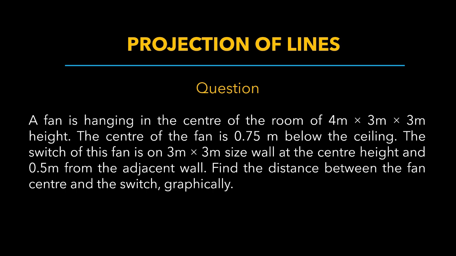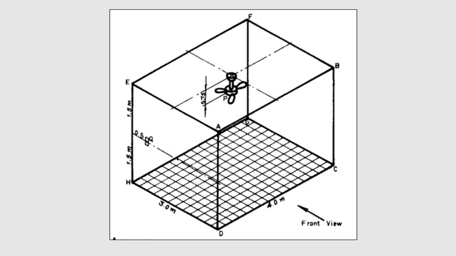The fan hangs from the ceiling. The shape of the ceiling is like a rectangle, the length is 4 meter and the width is 3 meter. In the question, the problem figure will be given like this. So here you can see the fan is hanging at the center, and the center of the fan is at a distance 0.75 meter from the ceiling, and the switch lies on a wall of 3 cross 3 meter, means this wall, at center height but 0.5 meter from one adjacent wall.